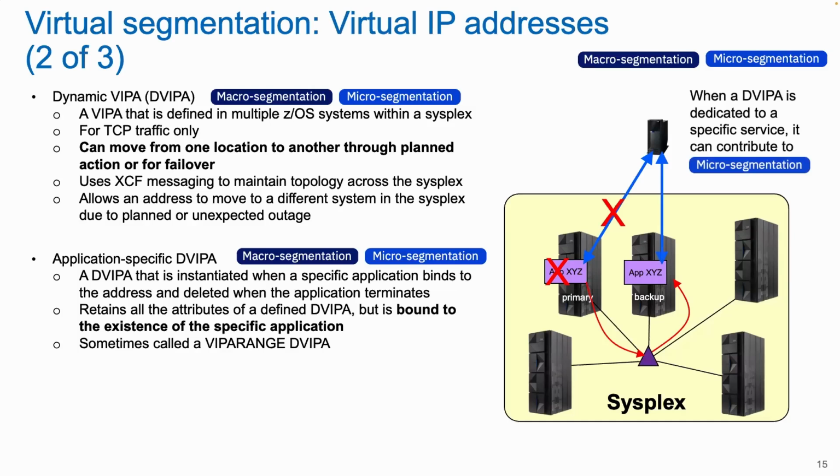The second type is called an application-specific dynamic VIPA. This one is a little bit different. You don't define it with a VIPA define statement, you define it with a VIPA range statement. And that application-specific dynamic VIPA only comes into existence when the application gets started and binds to that address.